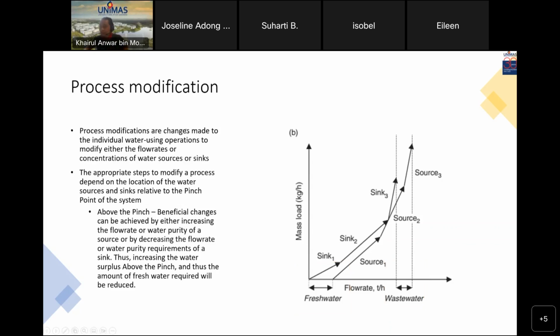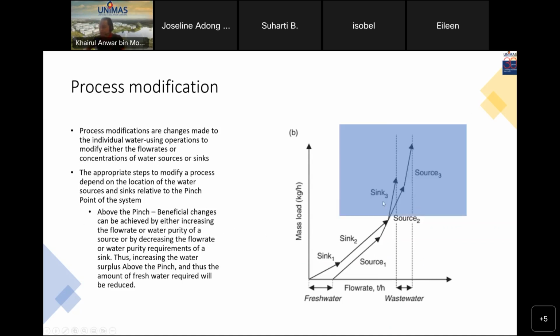Process modification. Process modifications are changes made to the individual water using operation to modify either the flow rate or concentration of water source or sink. The appropriate steps to modify a process depend on the location of the water source and sink relative to the pinch point of the system. This is the pinch point where the source curve and sink curve overlap.